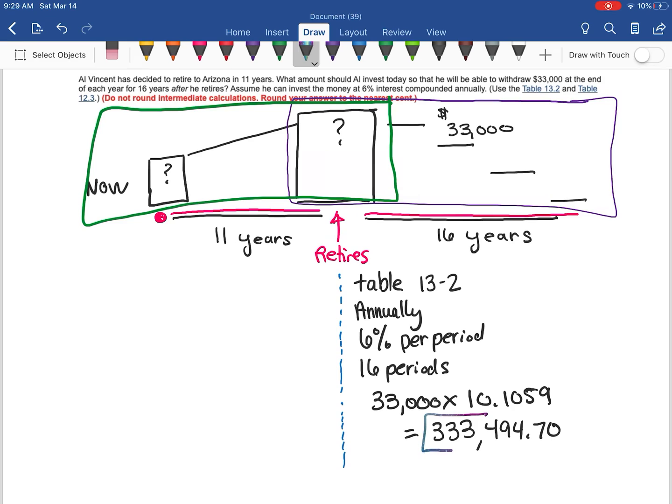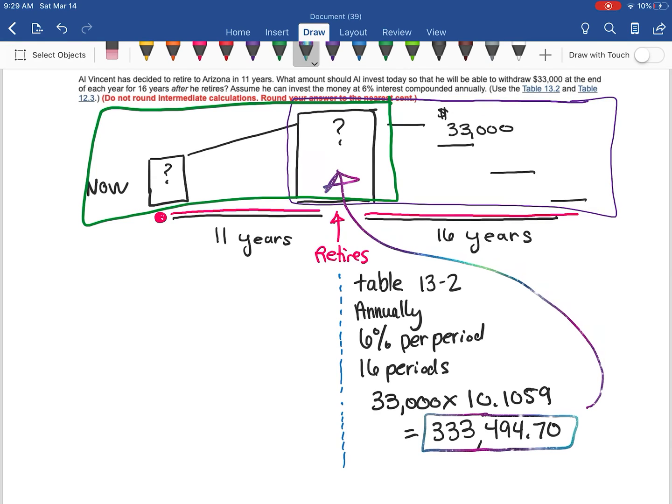So what is that value again? This value right here is what he would have to have in his nest egg. So when he retires, that's the amount of money he has to have in his bank account, so then every year he can withdraw $33,000. Now we're going to work backwards again, because the ultimate question is we want to know how much he has to invest right now in order to save up that nest egg so that he can withdraw the $33,000 every year. So now we're going to look at the part of the problem that I highlighted in green.